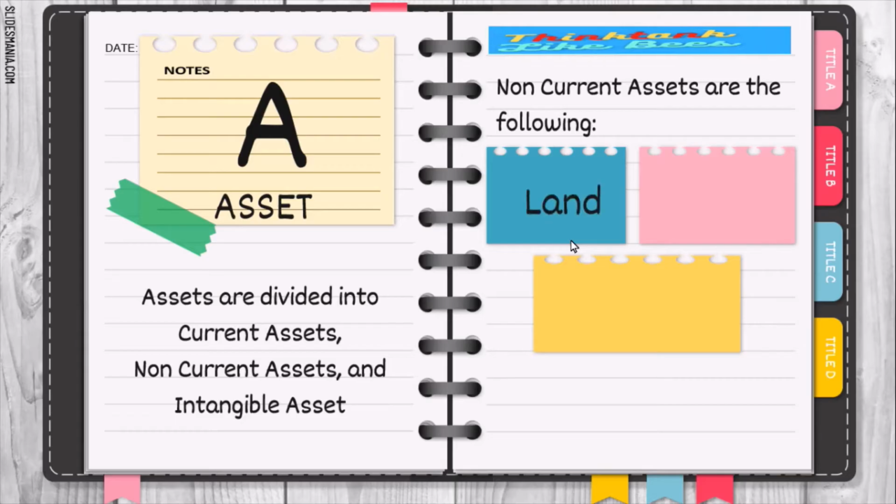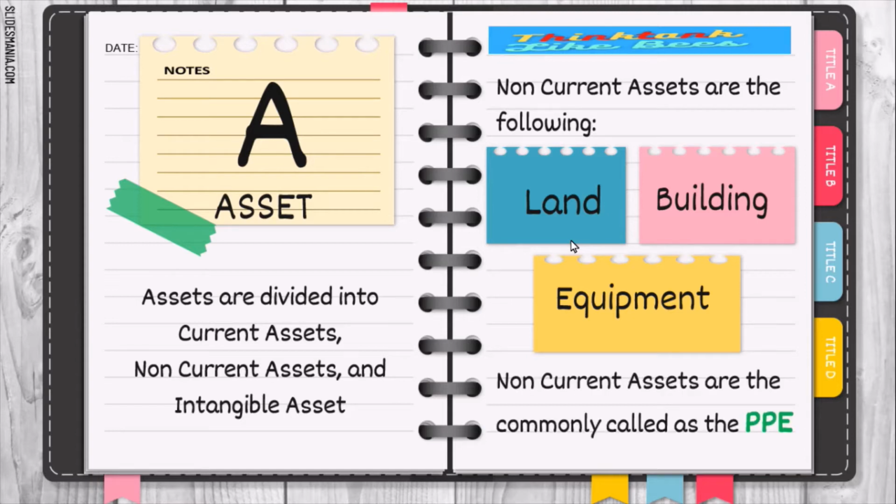We have 3 non-current assets: the land, the building, and the equipment. Land is also called the property, which is the P. The building is also called the plant, so together it is PPE, property, plant, and equipment. Equipment is divided into different aspects. We can call it machineries, large equipment, and vehicle is also part of the equipment. We also have office equipment, and the last one is furniture and fixtures.